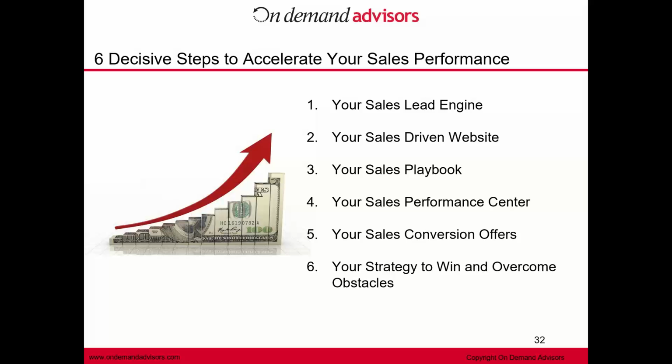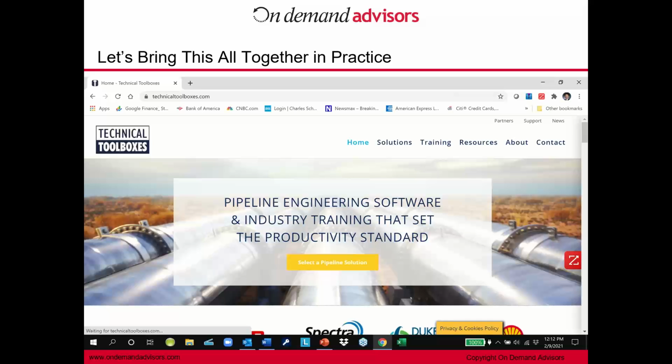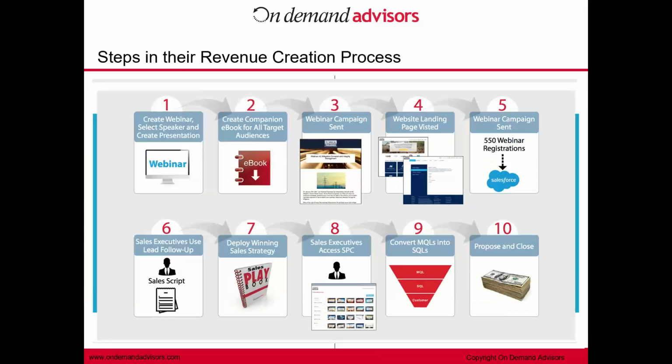So these are the 6 areas we talked about. The lead engine is really important. A sales-driven website to drive the buyer through the buying process. A sales playbook, sales performance center, and sales conversions to really equip your team with the tools they need to be successful, and a strategy to win. So let's bring all this together into one example with Technical Toolboxes, as we've worked with them and their team.